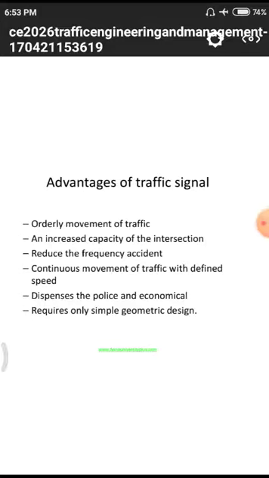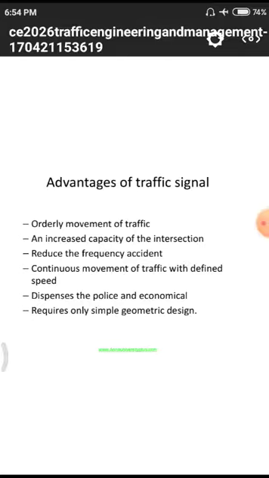The second advantage is an increased capacity of the intersection. That means the total quantity of vehicles may increase. Why? Because with this traffic signal there may be a drastic improvement in the movement of vehicles. Drastic means simply moving without any obstructions, so there may be some increment in the quantity of vehicles with respect to capacity.